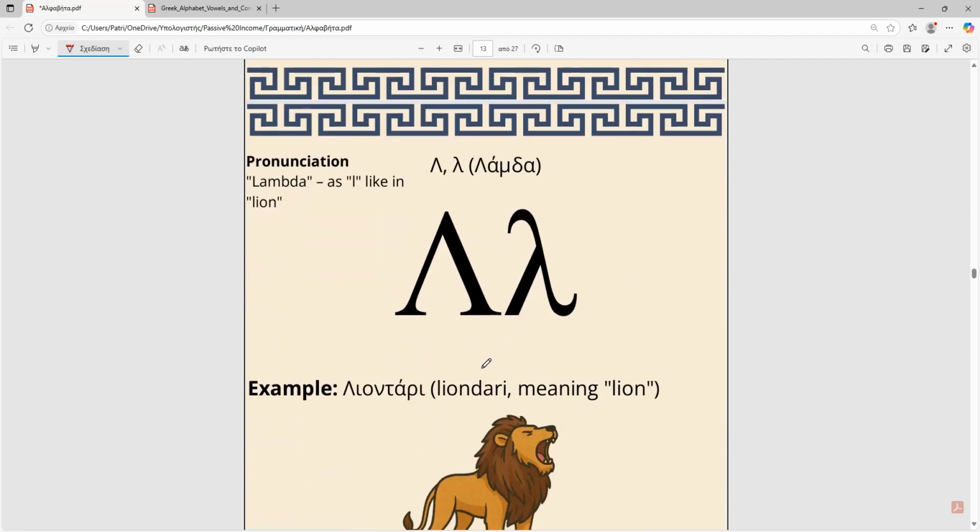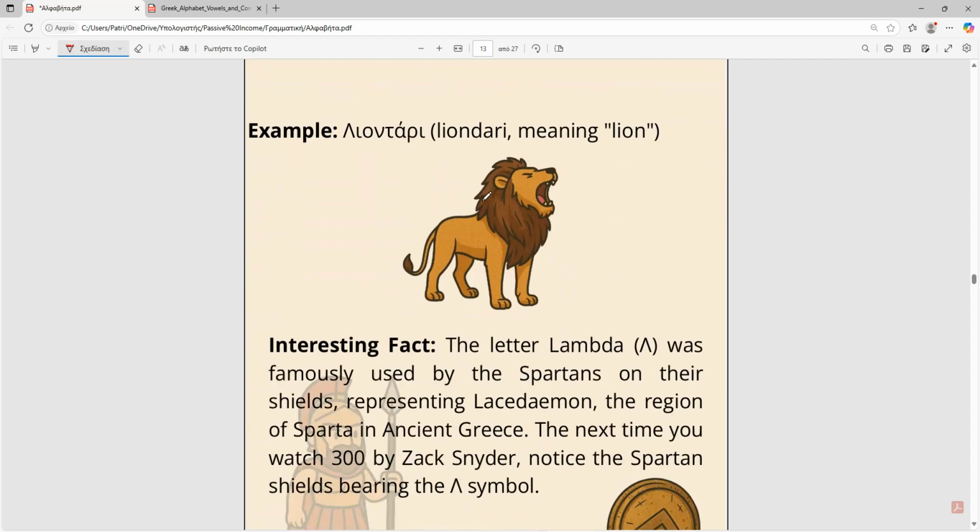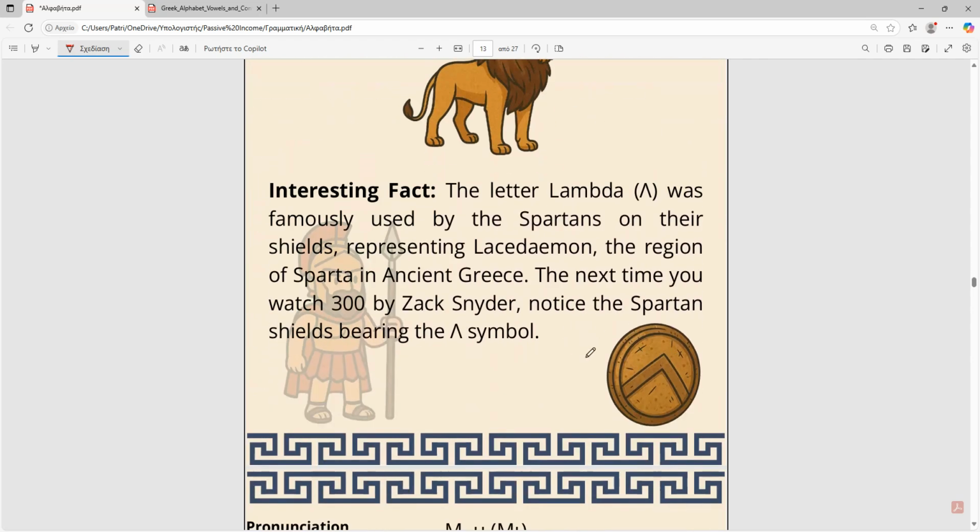Then we have the letter lambda. Lambda, my favorite letter. If you have seen the movie 300 by Zack Snyder, you can see that on their shields they bear this letter, lambda. It's very, very interesting. The next time you see the movie, just notice their shields. So they bear this lambda.